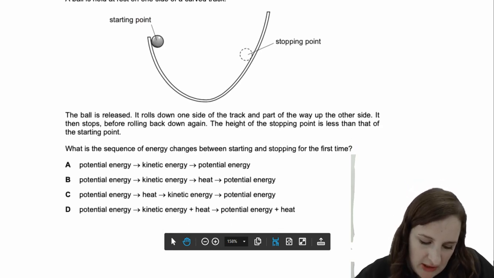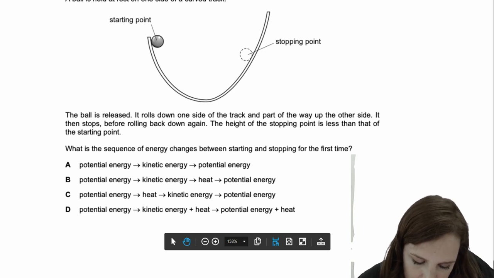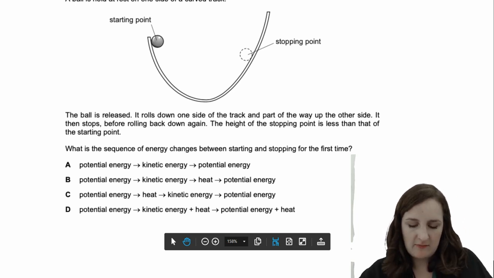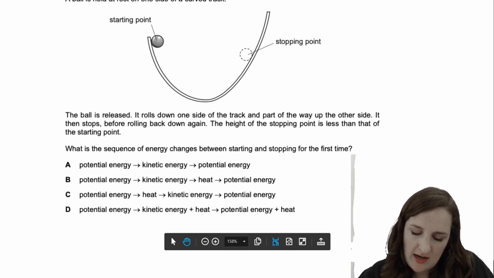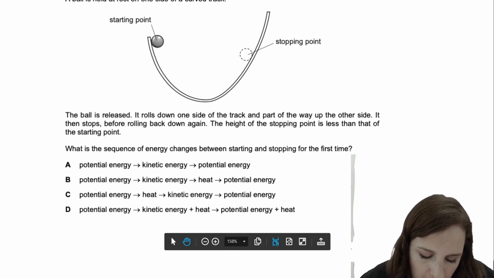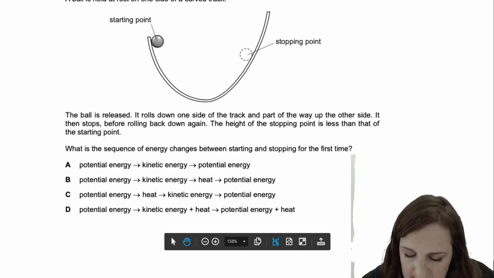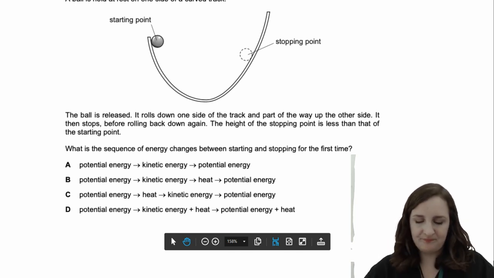So number 22. A ball is held at rest on one side of a curved track. You've got a starting point and a stopping point. The ball is released. It rolls down one side of the track and part of the way up the other side. It then stops before rolling back down again. The height of the stopping point is less than that of the starting point. What is the sequence of energy changes between starting and stopping for the first time?